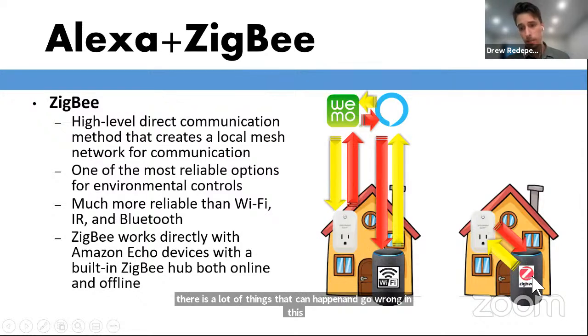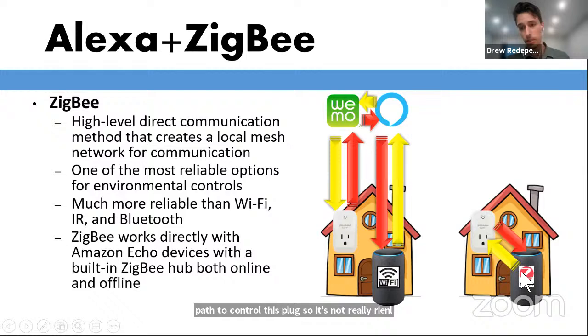ZigBee is a direct communication method because it just uses a radio frequency like signal that's local to control my plug. So when I say Alexa, turn on my plug, and it's a ZigBee based plug, it directly sends a signal within my home to control my plug, and then the plug can send a signal back to Alexa telling it it's on. So it creates its own network within your home, and it doesn't rely on leaving your home in order to control it.